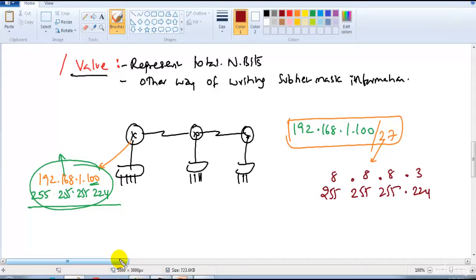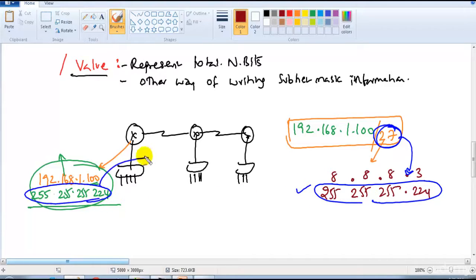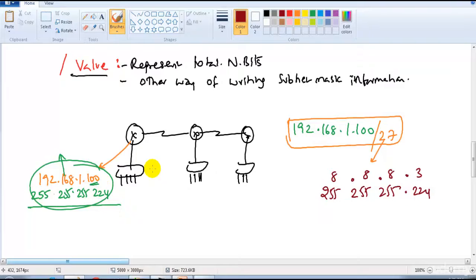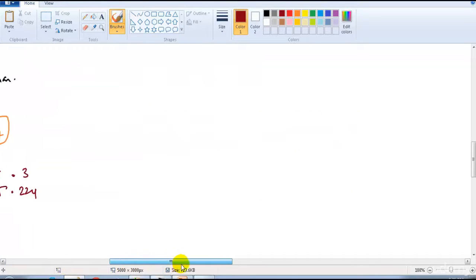Now it's really important for you to understand the slash value and the subnet mask. Whenever you see the slash value, you should be in a position to convert it to the equivalent subnet mask. And whenever you see the subnet mask, you should know the equivalent slash value. This is really important when you are trying to answer subnetting questions in the examinations, or it can be in the interviews. That will help you. So let's do some practice here with some examples.